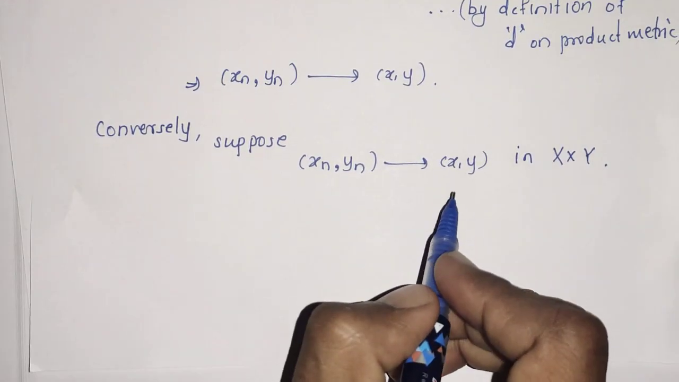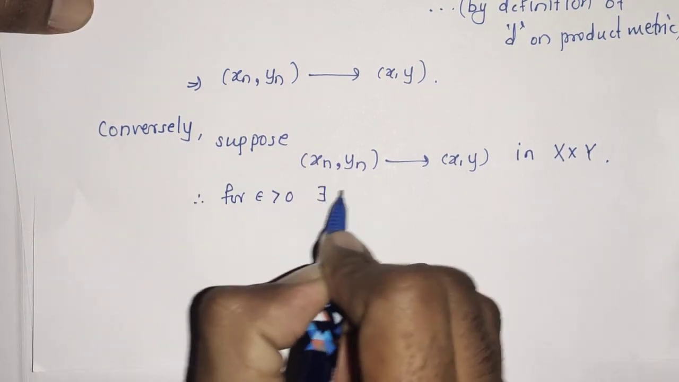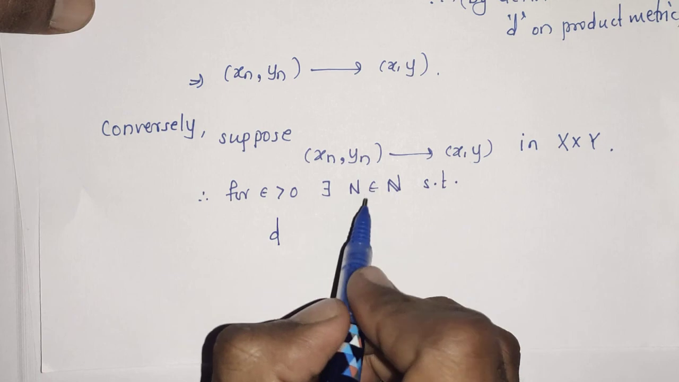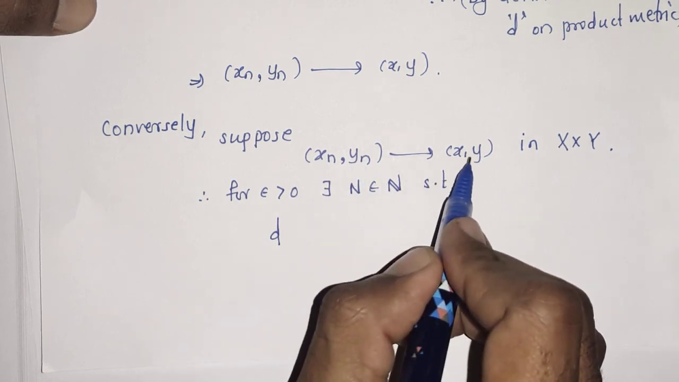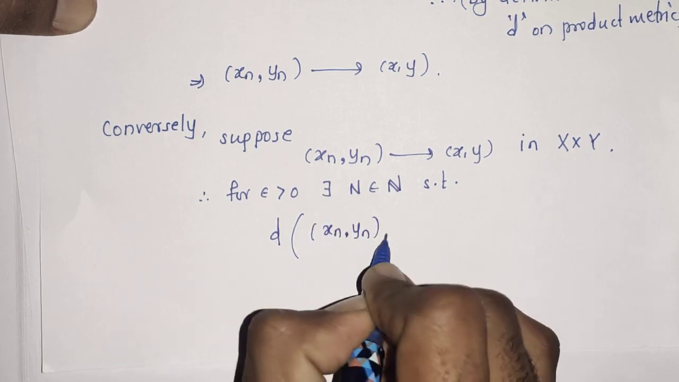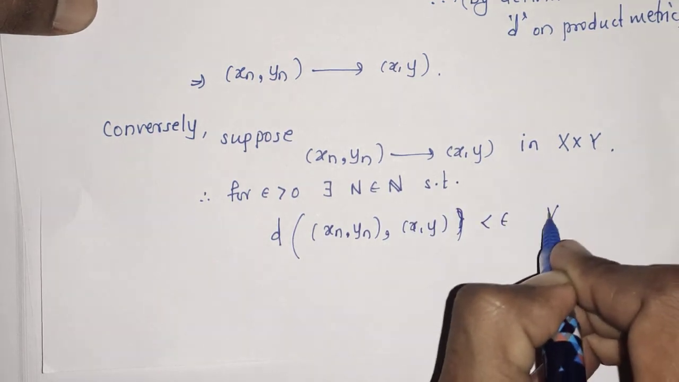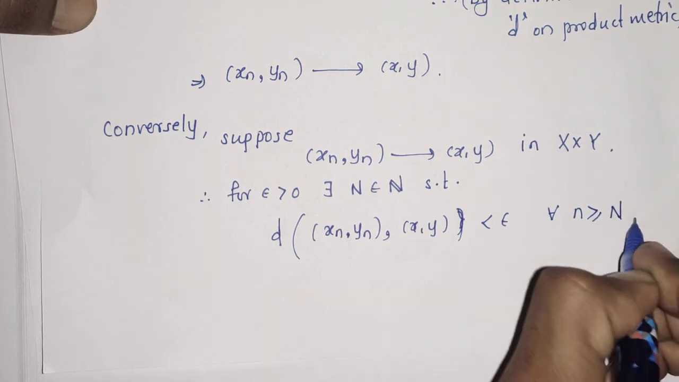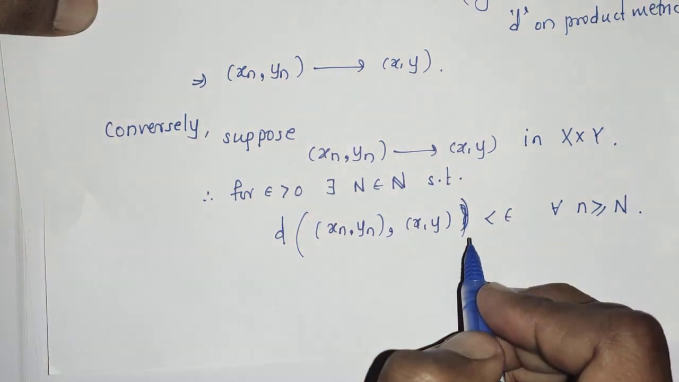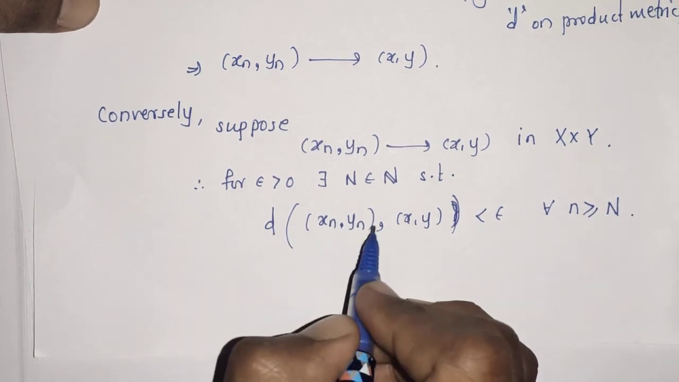This is in the product metric space X cross Y. Now, again by using the definition of convergence, we can write for given epsilon positive, there exists some N belongs to the set of natural numbers such that the distance between xn yn and xy, this is the definition of product metric, is less than epsilon for all n greater or equal to N. This is by using the definition of D on product metric.